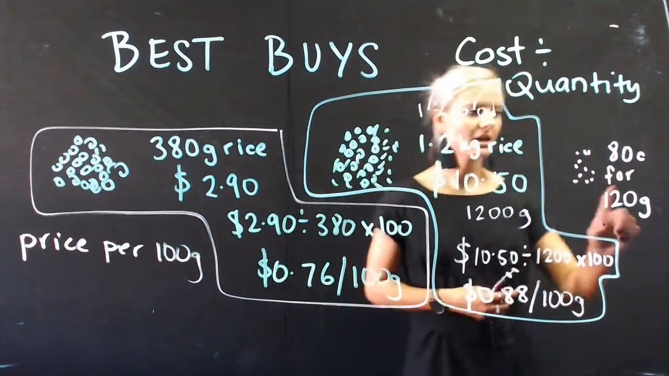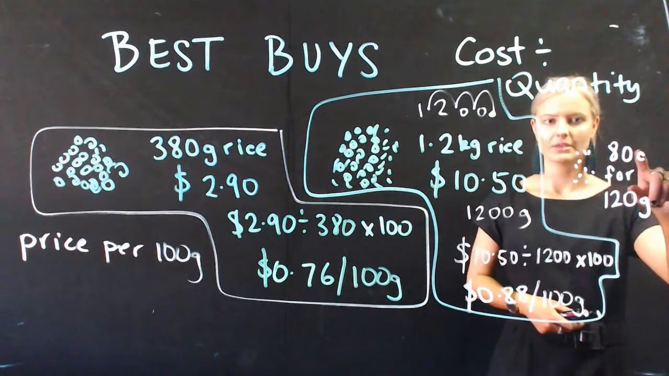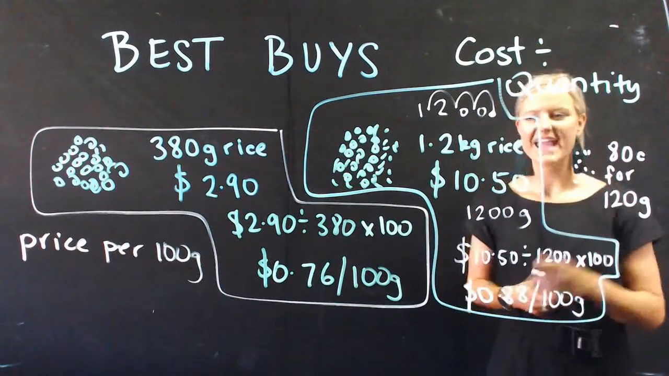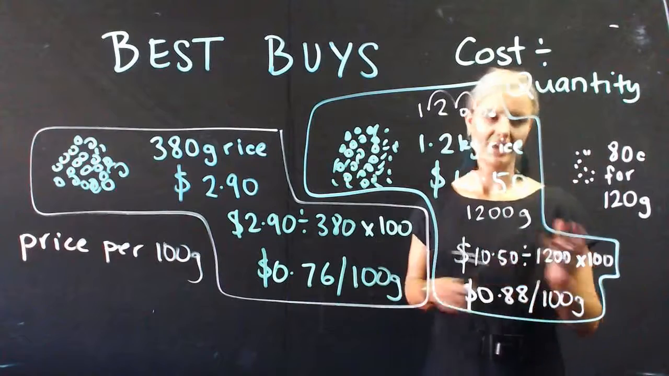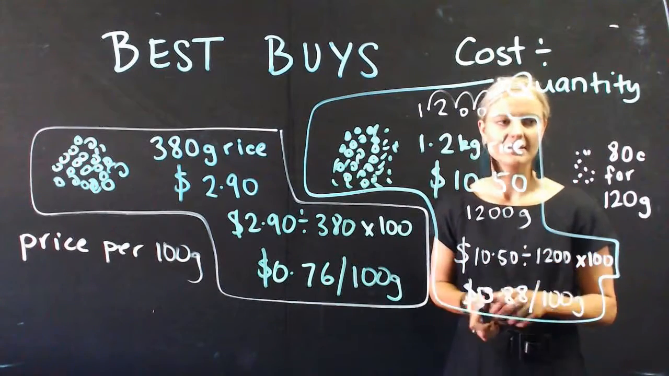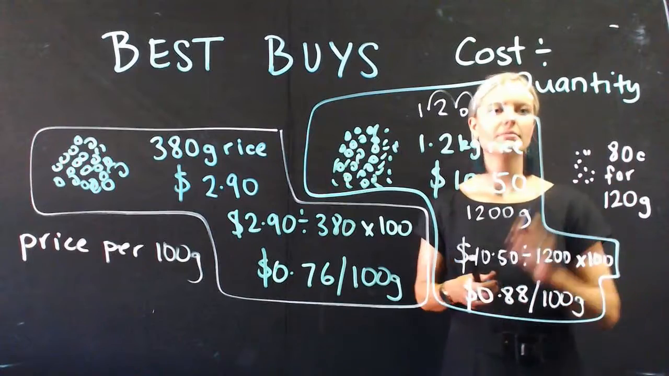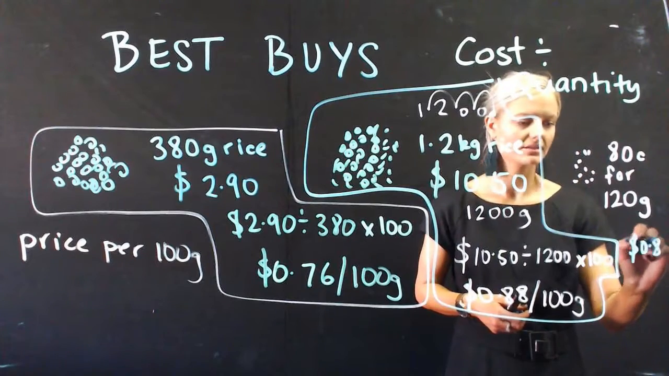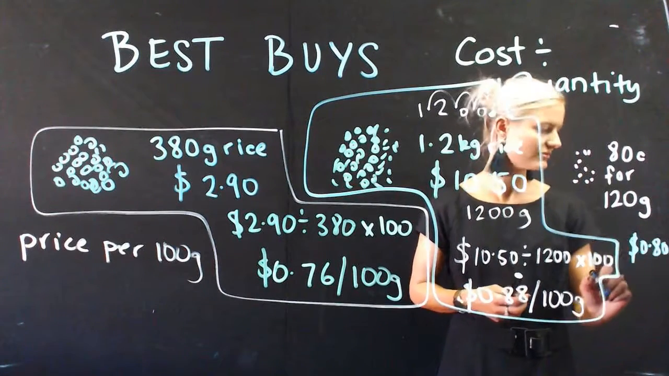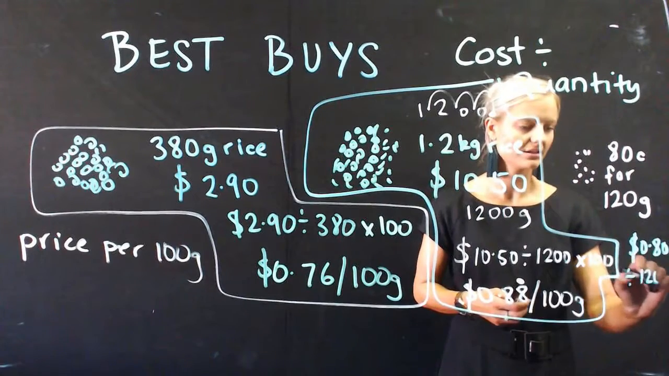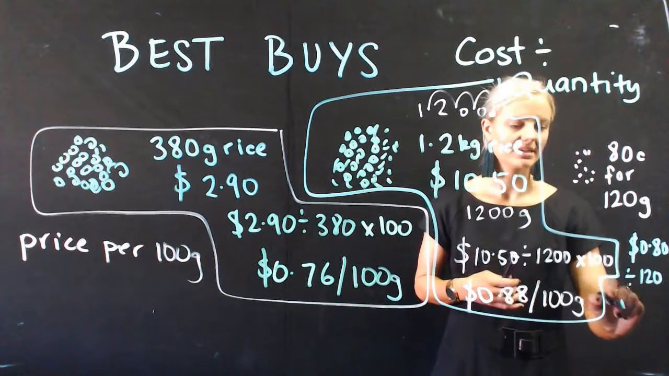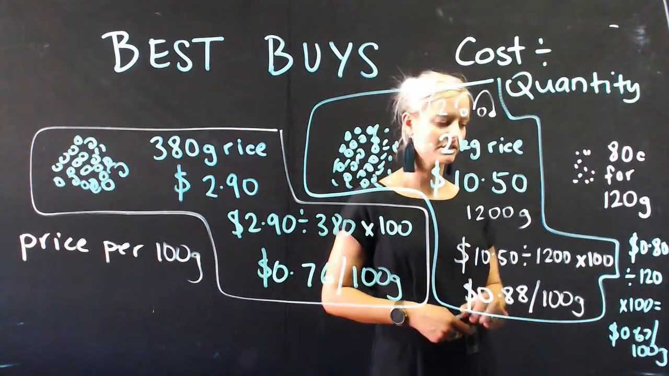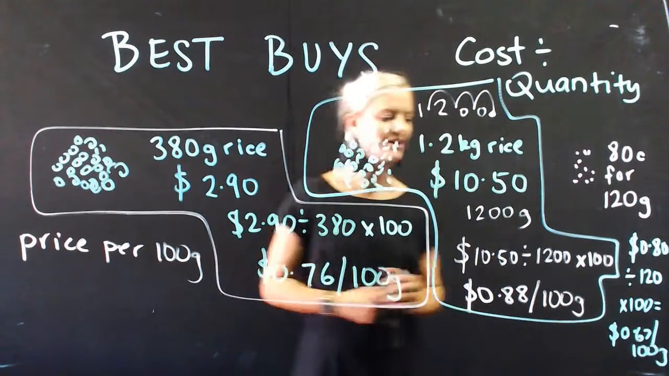Let's do this final one. We've already got it in grams, but with conversions, we need to make sure that the units are the same that we're working with. 80 cents. We don't want to do 80 divided by 120. It's not $80 for this rice, it's 80 cents. So 80, 100 cents in a dollar, divide by 100, that's 0.8 of a dollar. Cost divided by quantity, divided by 120. That'll get us down to 1 gram. We need to multiply by 100. Our final answer is $0.67 or 67 cents per 100 grams.